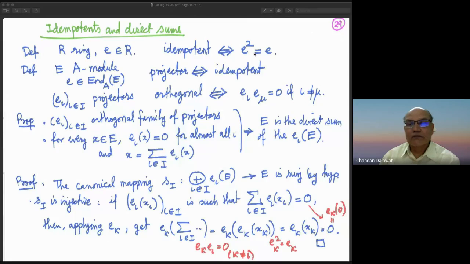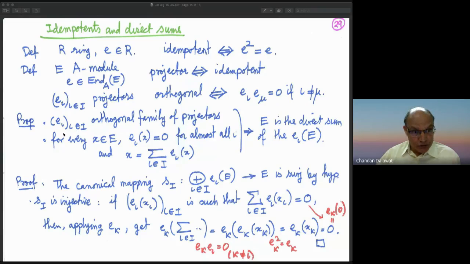Okay, so usually 0 and 1 are, of course, projectors in every ring, and some rings have more projectors, some rings don't have, depending upon the ring. So if you have a family of projectors in the ring, we are going to say that they are orthogonal if E iota times E mu is equal to 0 whenever iota and mu are different indices. Okay, so they're mutually perpendicular or orthogonal to each other.